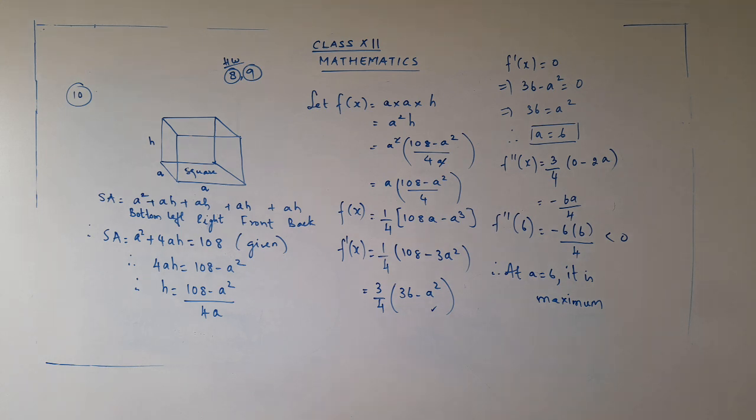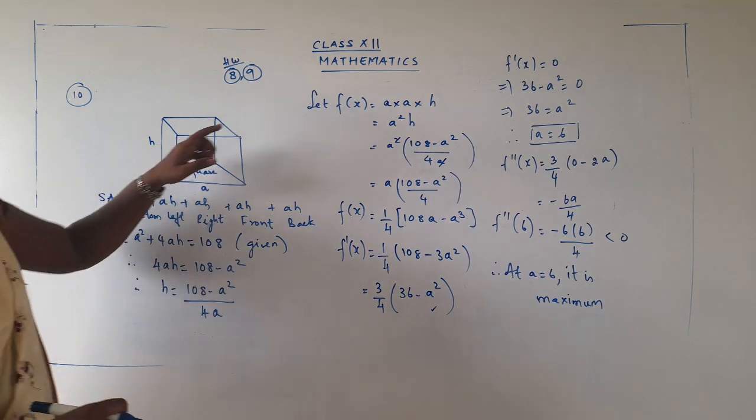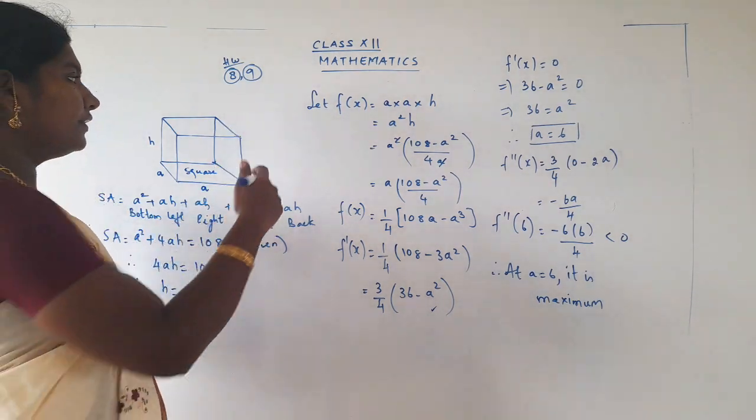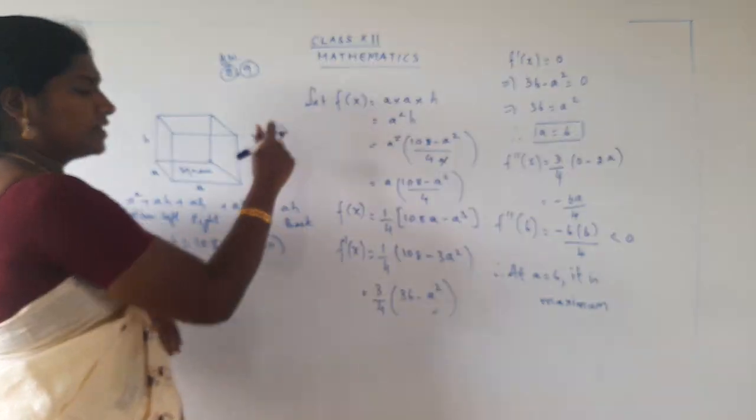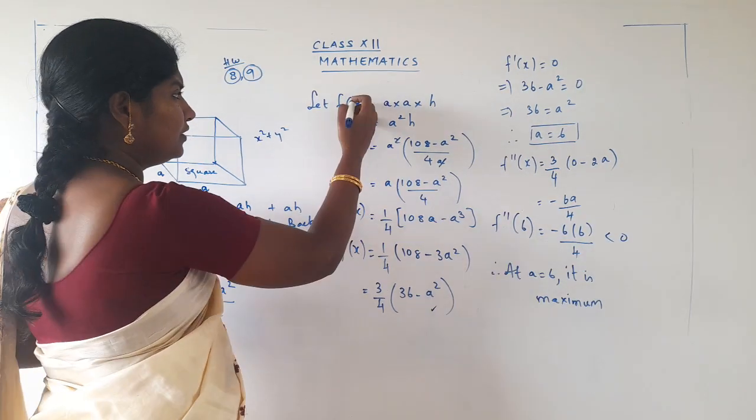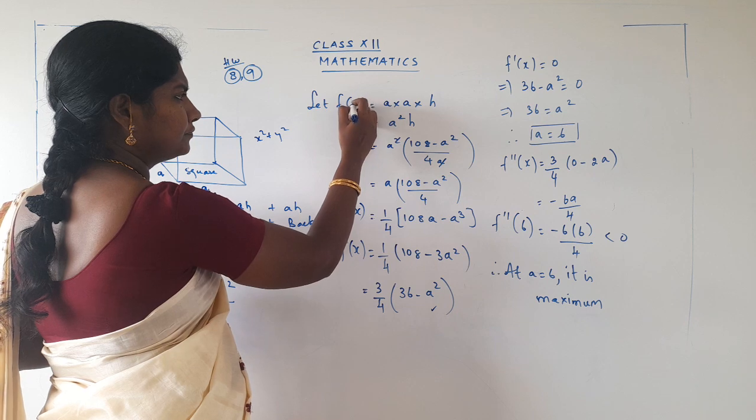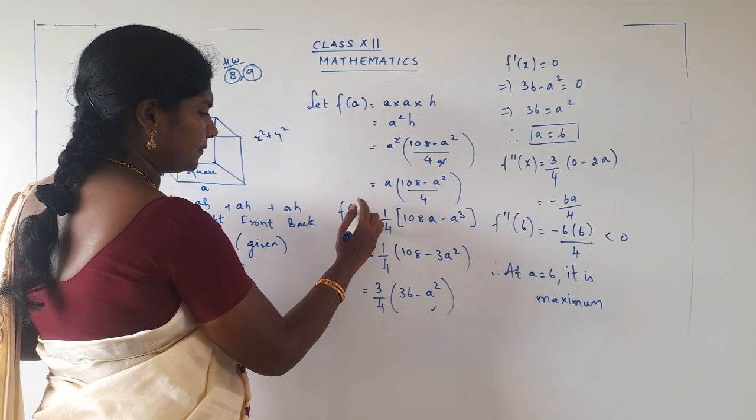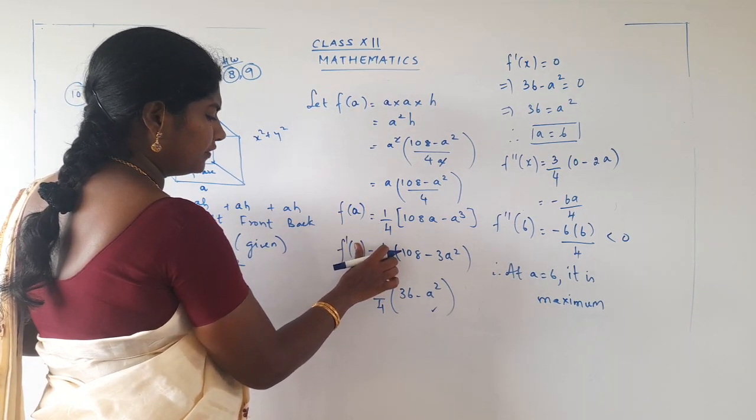And here we have to just do one more step, because here we have taken the function as f of x. When we take x square plus y square, we take the function as f of x. Yes, here we are just differentiating with respect to a. So we will take it as f of a. Make this x as f of a. According to the variable, we have to change.